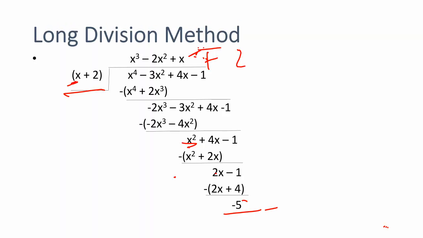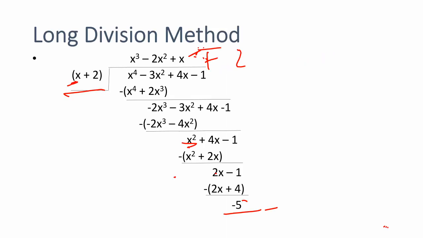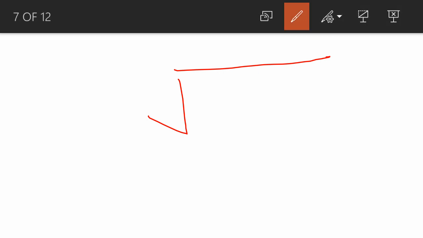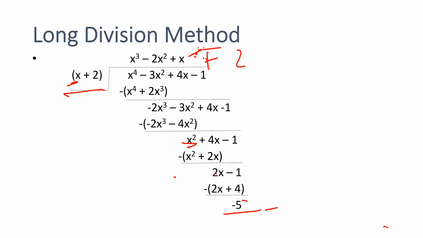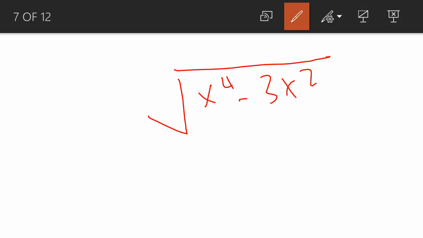Now, I want to help us here to do that again. So we go back, we have x to the 4 minus 3x squared plus 4x minus 1. Okay, now divided by x plus 2.